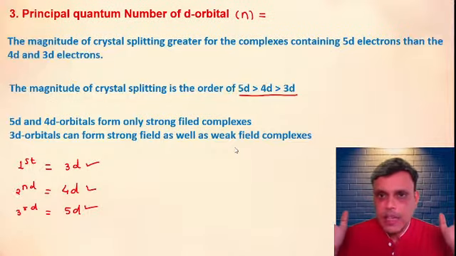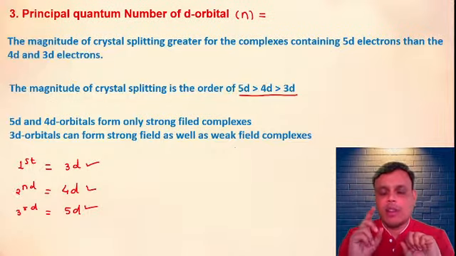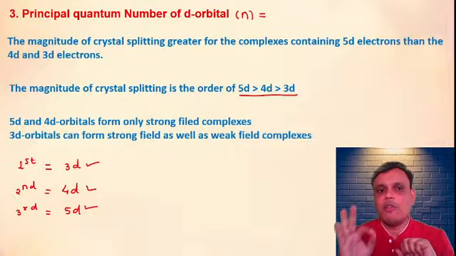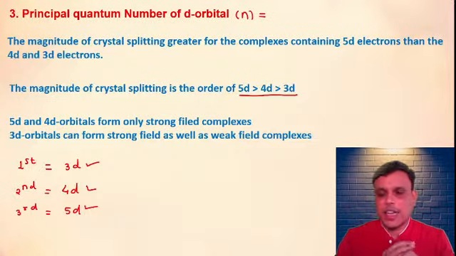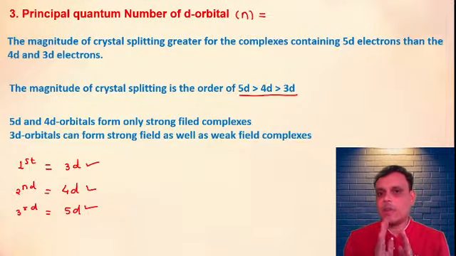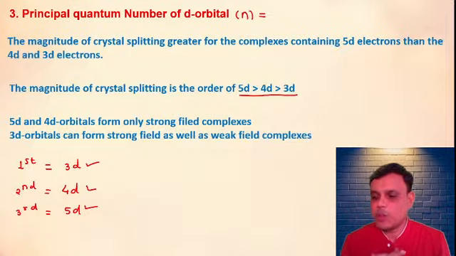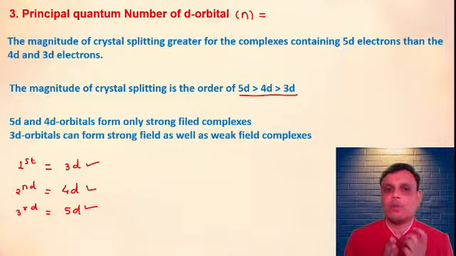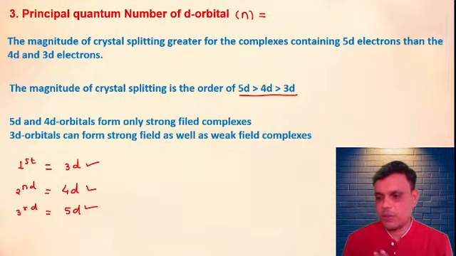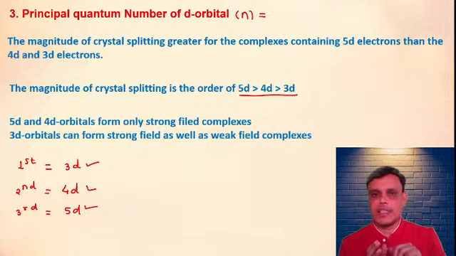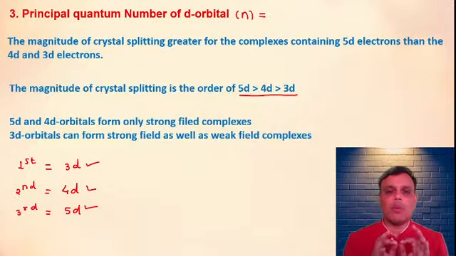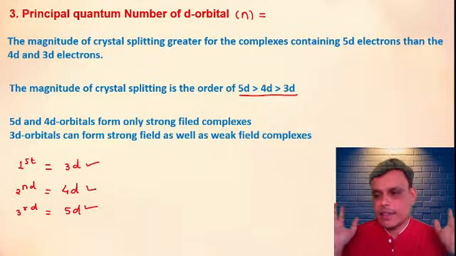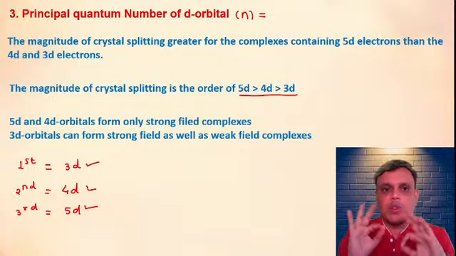All the examples we have seen, all the metals are from the first row or 3d series. That means they will show strong field as well as weak field complexes. Which metals show both? Those which come from the first row or 3d series. And for the second row, the 4d series, and the third row, the 5d series, they will only show strong field complexes.